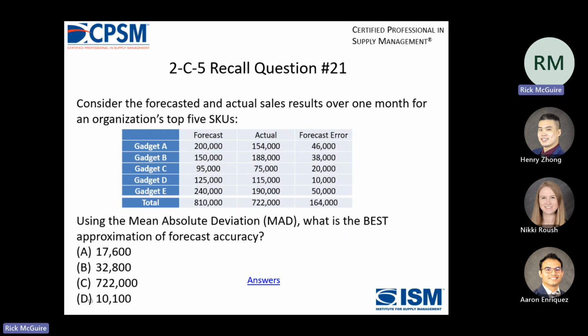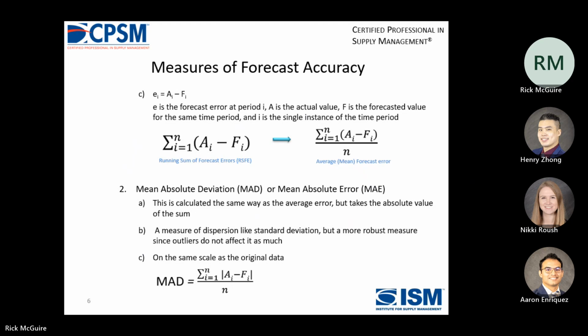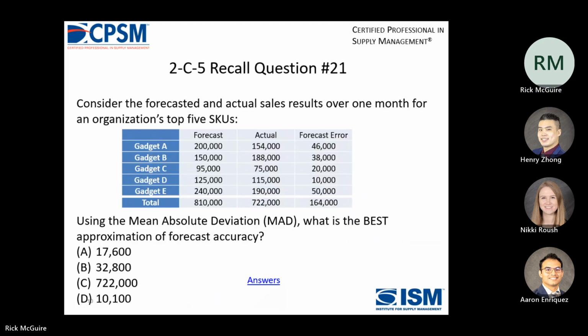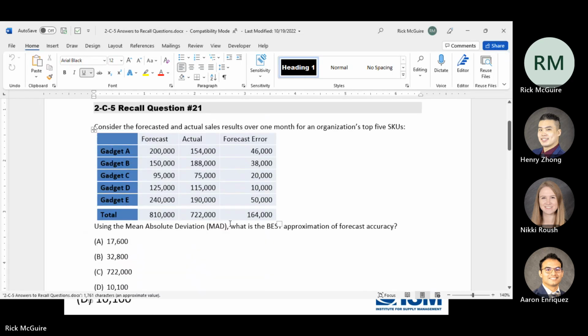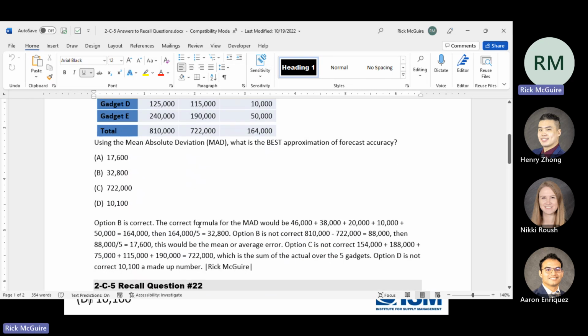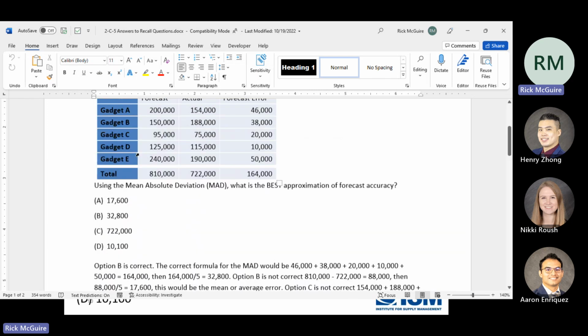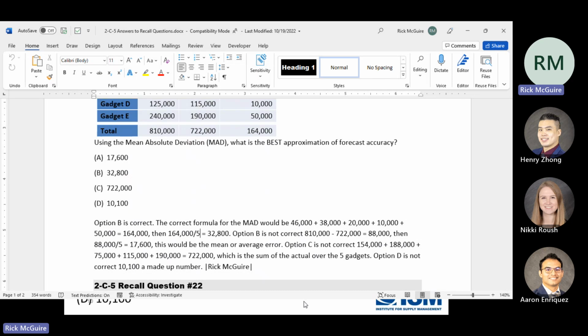So we have to go back here and find our formula, which is down here. We would want the absolute value of this and then divide by n. These are all positive, so I think it would be okay. Divide 164 by n. Let's see if that's the answer. B, MAD would be 164, and then 164 divided by 5, because you've got 5 gadgets, which is 32.8. So it's not that hard.